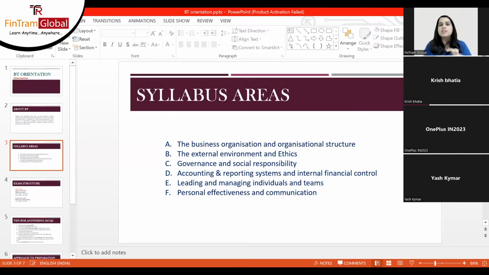So performance appraisal, what are the tools of performance appraisal, how they should be conducted, what are the features of a good performance appraisal, all of that is covered here. And finally, personal effectiveness and communication. Here you learn about time management, something which is also important from your exams perspective.